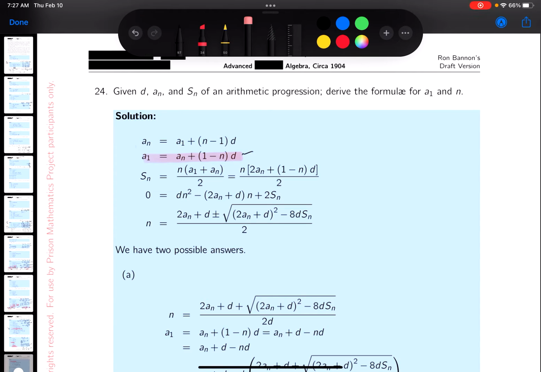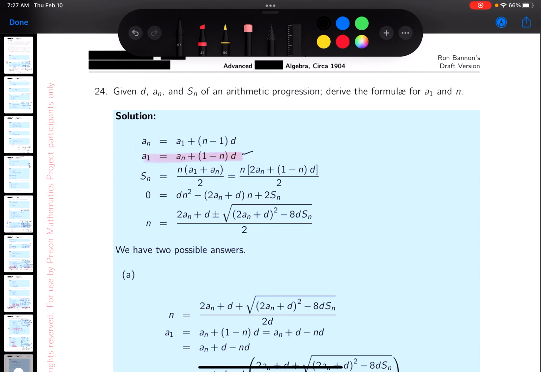And I got the formula for A1. That's not a problem for me. All right, I got that. And I want to point out A1 is equal to AN. I know what AN is. I know what D is. You know what? I don't know what N is, though, do I? So this is really not a formula. I got to figure this out now, and let's write this down then.